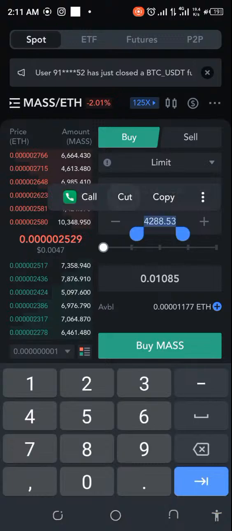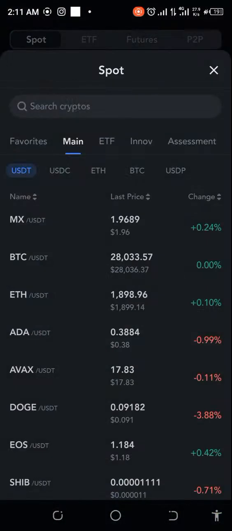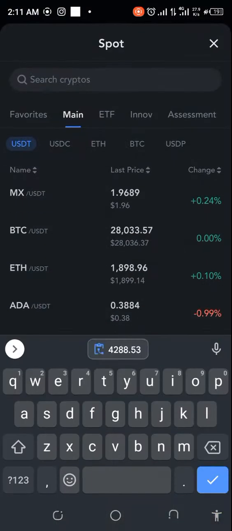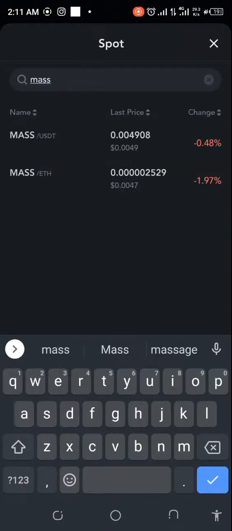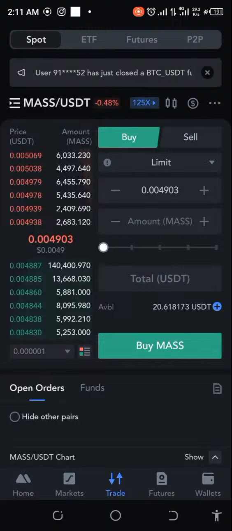So we're going to copy that, and then go over and try to sell this at MASS/USDT. Okay, let's see how this will go. Let's click on this and put that there. Oh, 21.02. That's about 50 cents. That's beautiful.